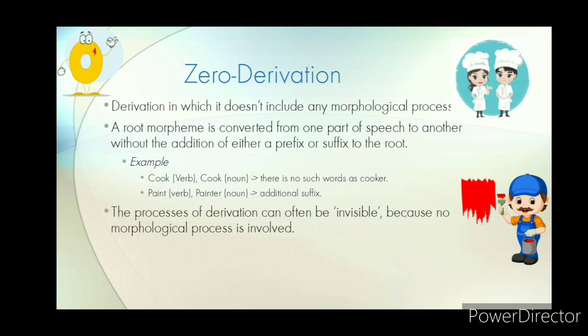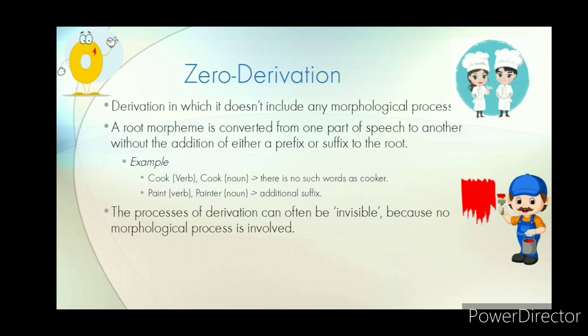The characteristic of this derivation is that there is no change in the structure of the words, but the meaning is different. A root morpheme is converted from one part of speech to another without the addition of either a prefix or suffix to the root. If you remember the table earlier, the addition of prefix and suffix is the job of the morphological process.